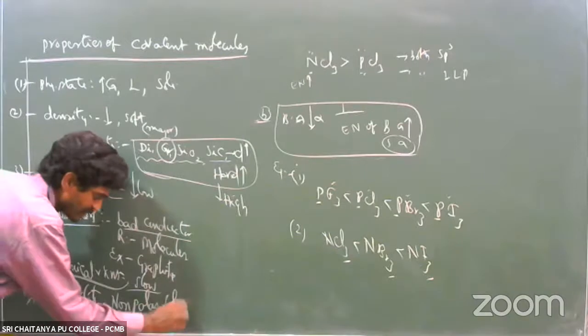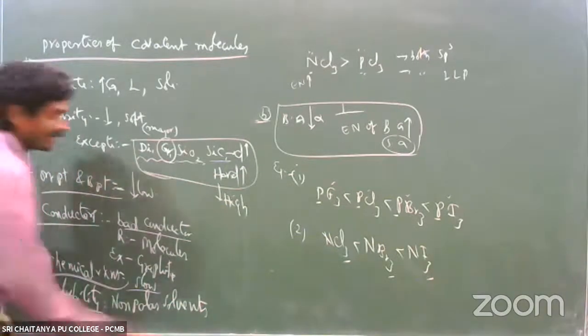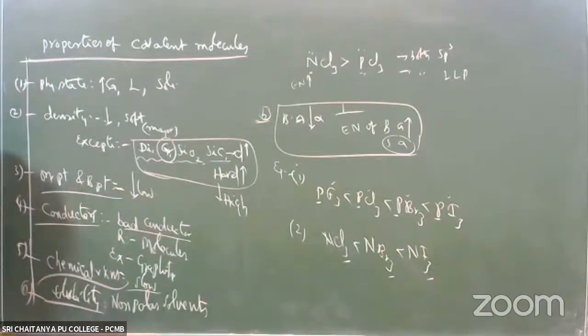So covalent molecules are soluble in non-polar solvents. Non-polar solvents are organic solvents like carbon tetrachloride, carbon disulfide, benzene, ether, and so on. These are soluble in non-polar solvents because they are non-polar. A few exceptions are there.